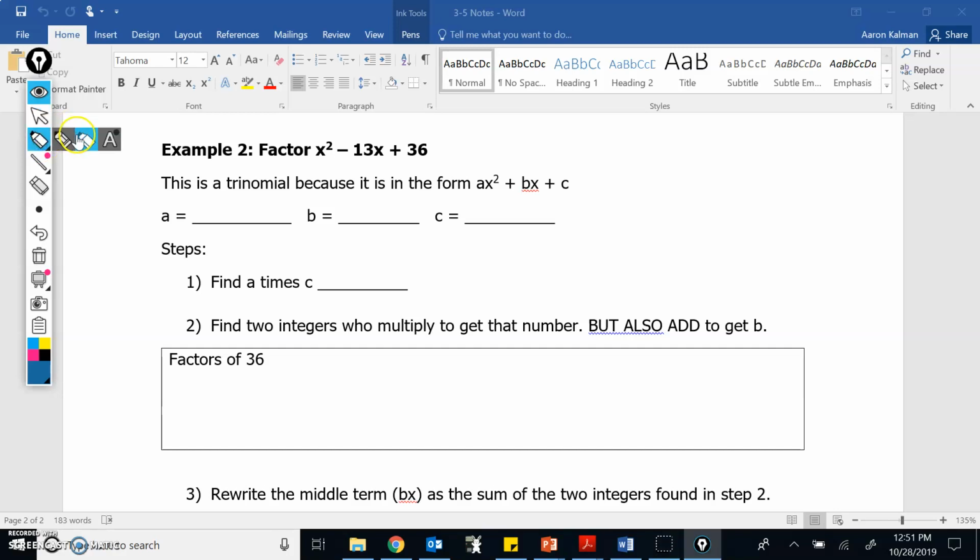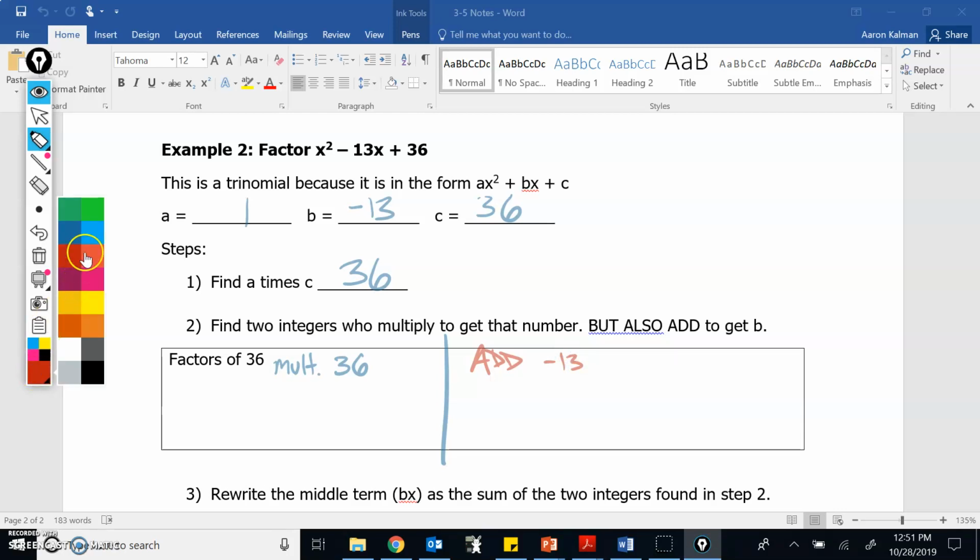This trinomial, we need to identify the a, the b, and the c first. Next step, we multiply a times c, and this is our new c value. So we want to find numbers that multiply to get that number, but at the same time, add to get our b value of negative 13.